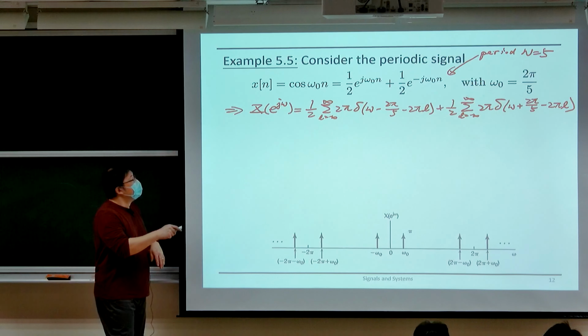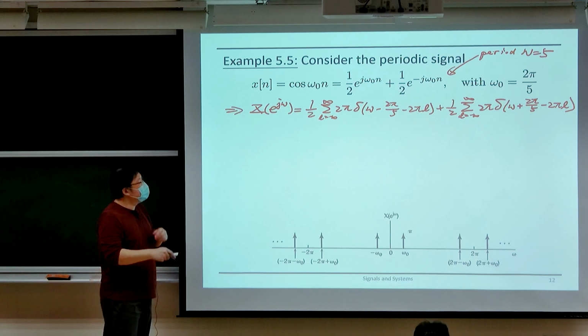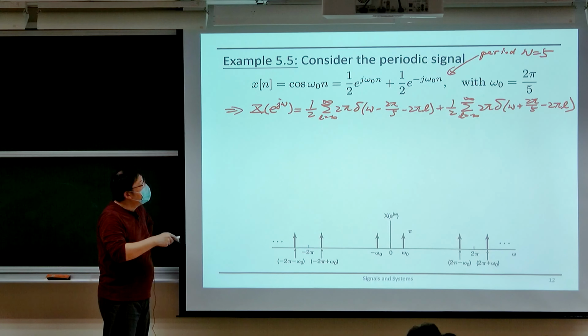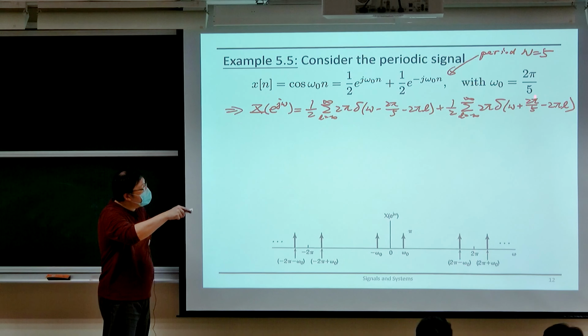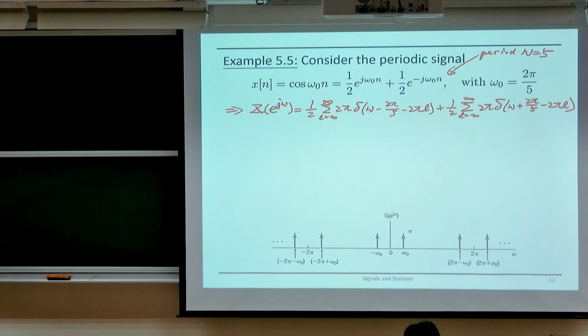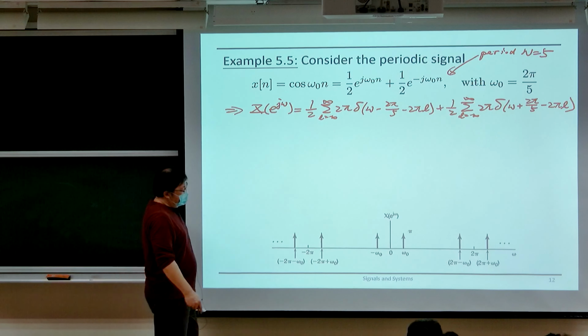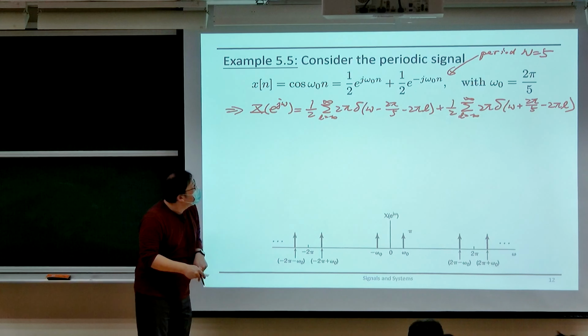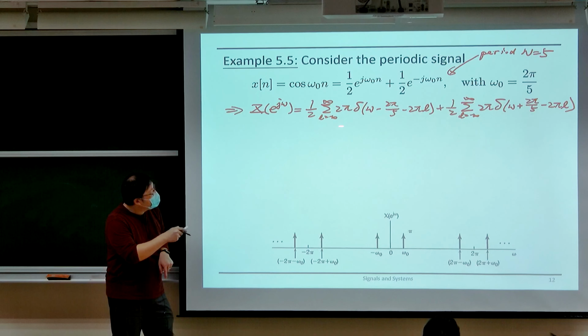So this complex exponential gives you a delta function at frequency 2 pi over 5, and also at every integer multiple of 2 pi away. And this complex exponential gives you a delta function at frequency minus 2 pi over 5, and also every integer multiple of 2 pi away. So if you add these two together, this is what you get. So this is omega naught. This gives you this delta function, and this delta function.